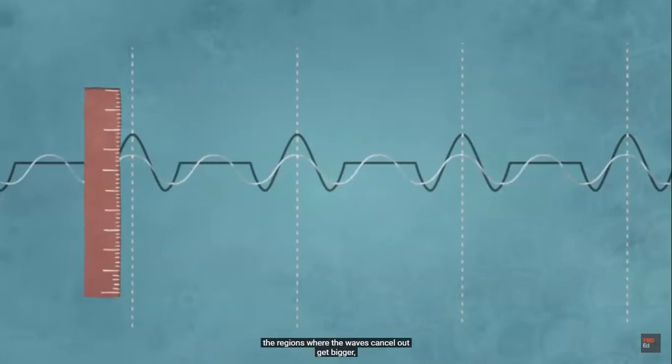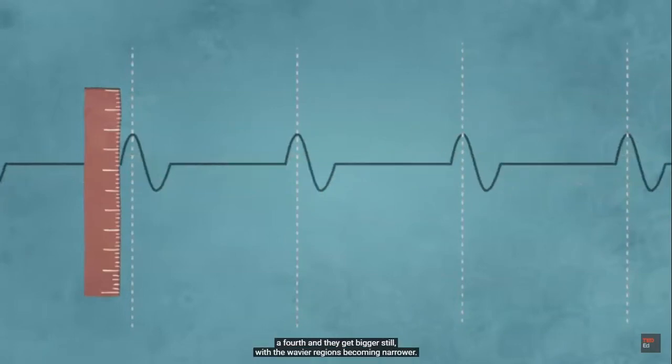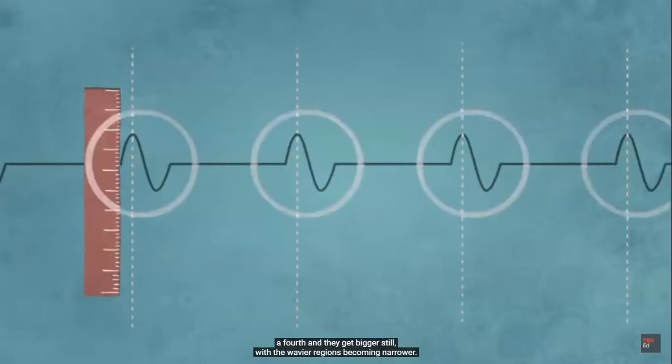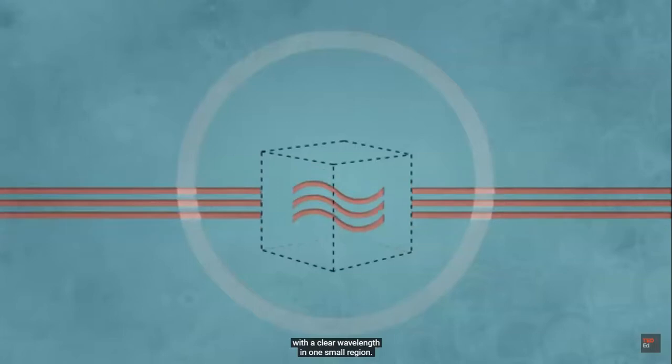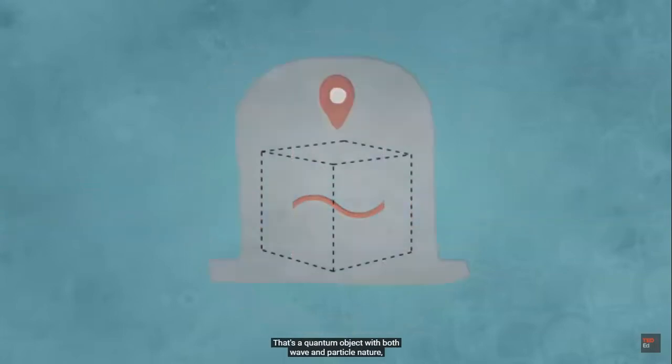If we add a third wave, the regions where the waves cancel out get bigger, a fourth and they get bigger still, with the wavy regions becoming narrower. If we keep adding waves, we can make a wave packet with a clear wavelength in one small region. That's a quantum object with both wave and particle nature.